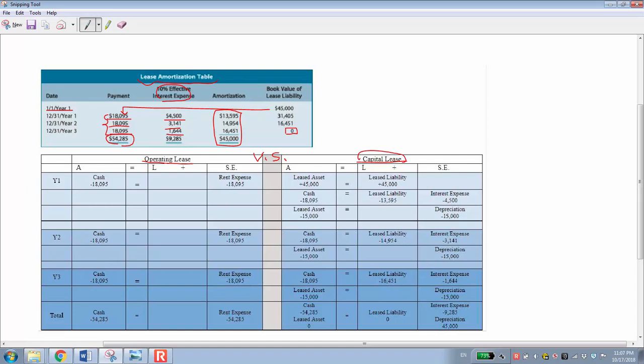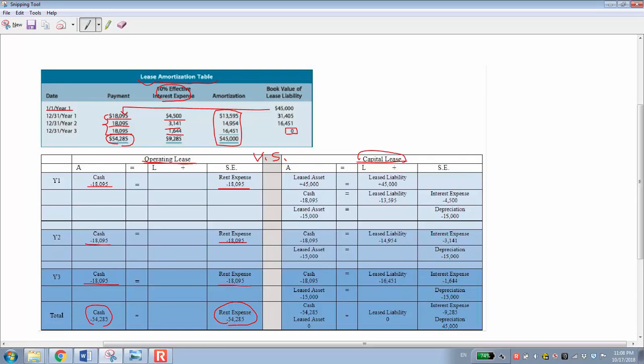Okay, for operating lease, it is quite simple. The accounting treatment is we just recognize the cash outflows and also leasing expenses for each year. So the total over the 3 years is $54,285 in cash payments, and we also recognize $54,285 in rent expenses.